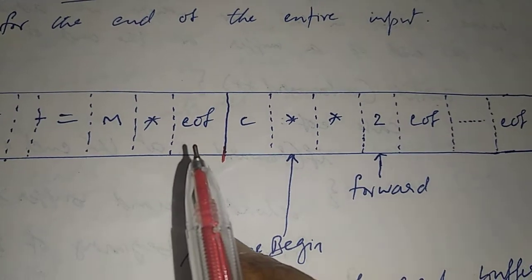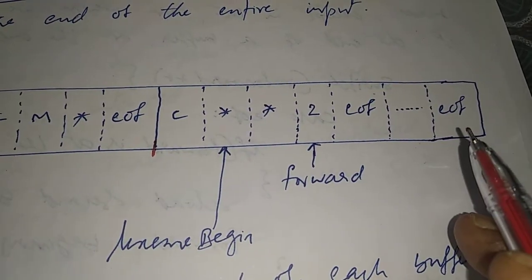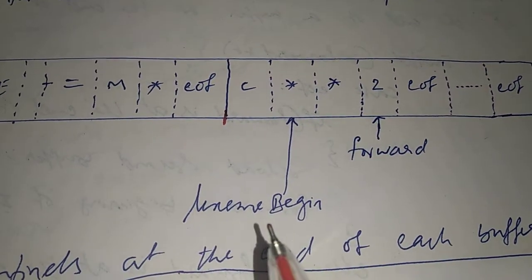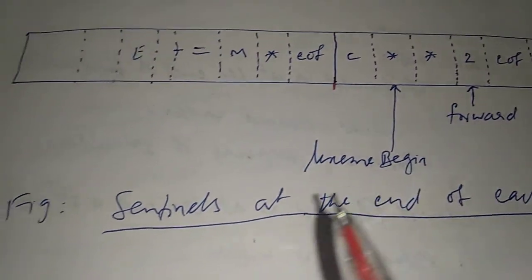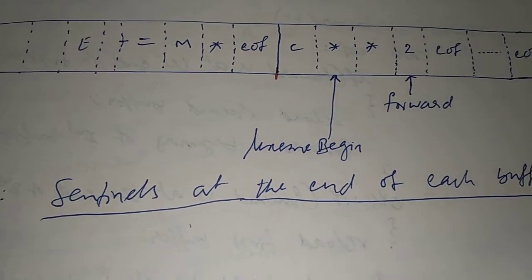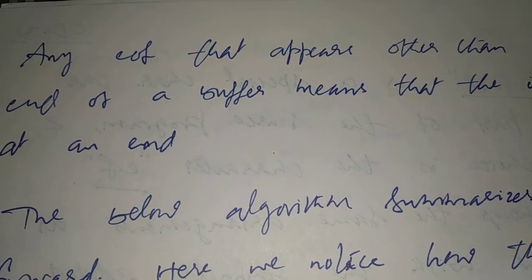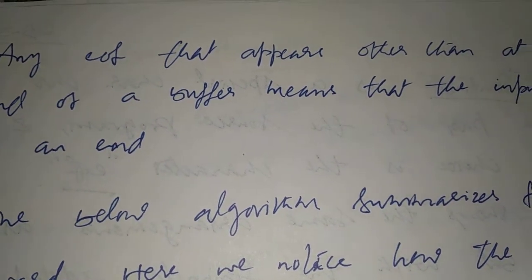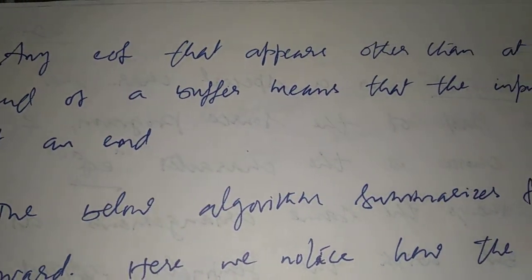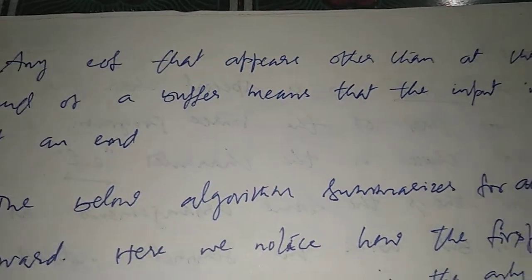So here also you can see EOF is nothing but the end of buffer 1, and here it is the end of buffer 2. Here we can see two different pointers, lexeme begin and forward. This figure shows the sentinels at the end of each buffer. More explanation is given here with respect to sentinels. Any EOF that appears other than at the end of a buffer means that the input is at an end.